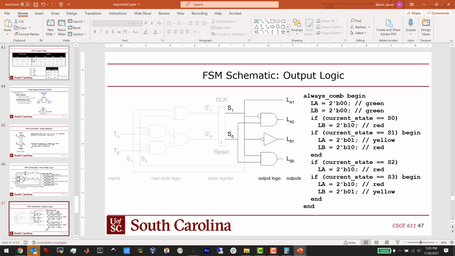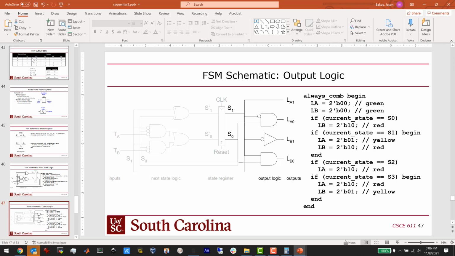But I set them both to green because then if I'm in S0, I'm going to set Bravado to red. And if I'm in S1, I'm going to change them both: Academic as yellow and Bravado as red. If I'm in S2, I'm going to just change Academic to red. The green Bravado will be green from the default. And then if I'm in S3, then Academic is red and Bravado is yellow. I could have set them default to red and then just change which one was supposed to be green. But yeah, so that's the output logic.